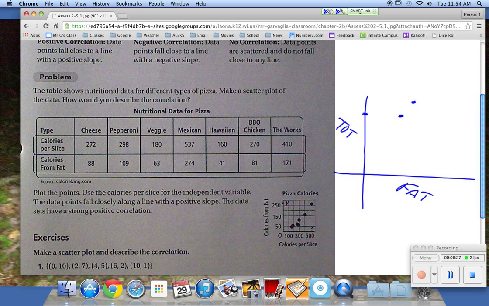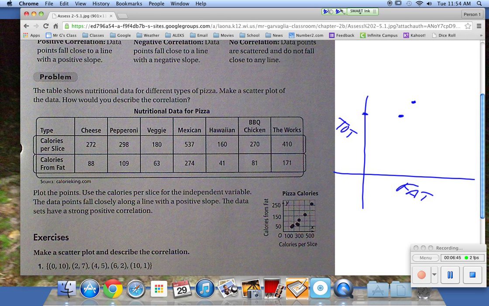We would be able to determine, depending on this, we would get a scatter plot. Actually, it looks like they got one right here. We could get a scatter plot of that pizza. Now, here's the question.